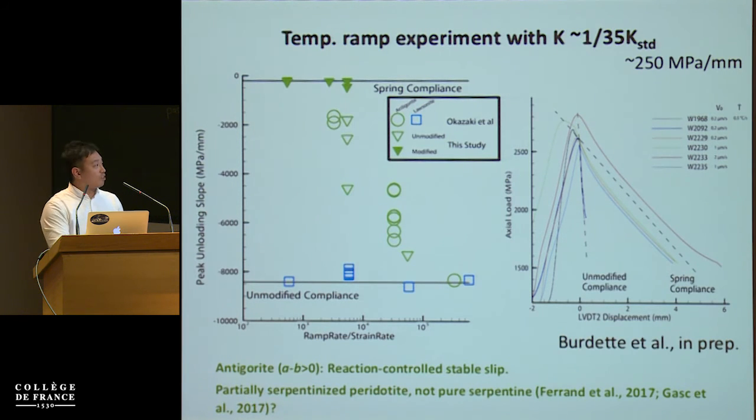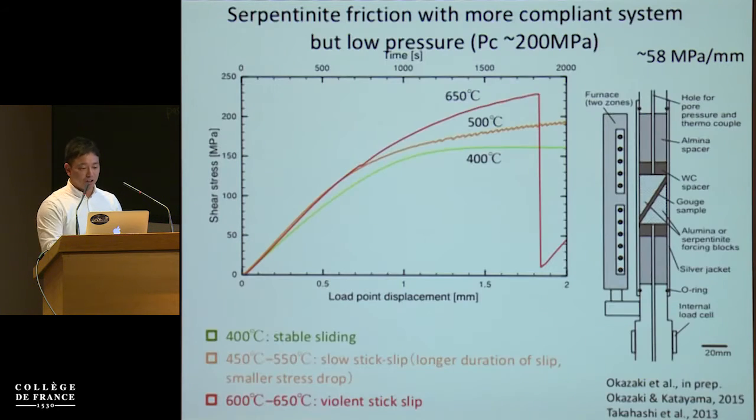This is consistent with not only our group, but also a recent report from another group, where for antigorite dehydration they have always stable sliding. But what if you use a more compliant system, which is the gas apparatus? So now we have a more compliant system, like 58 megapascal per millimeter.